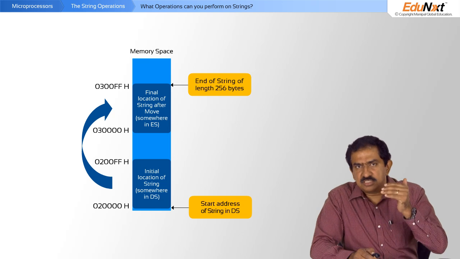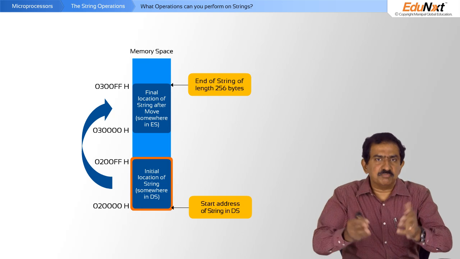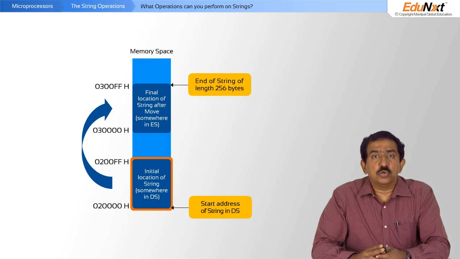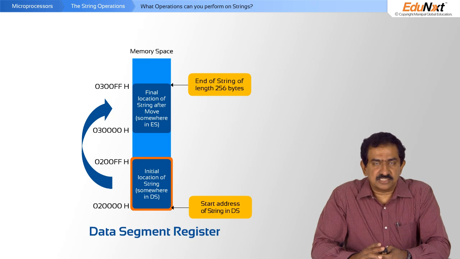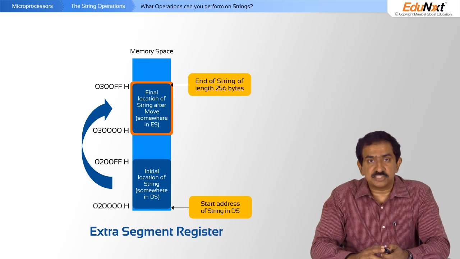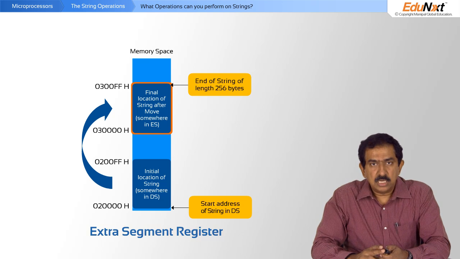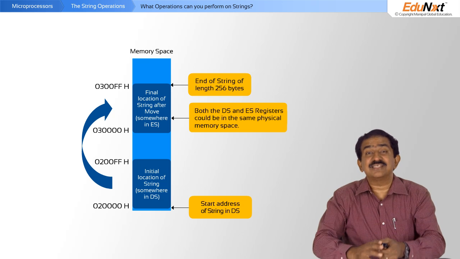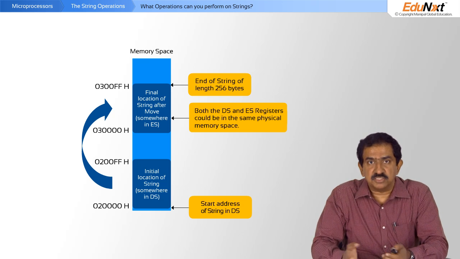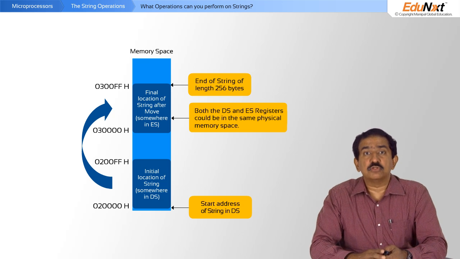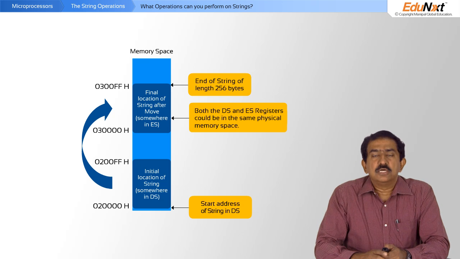Now the bottom address, in this case the temporary storage location, the source location, is pointed to by the register DS, the data segment register. The destination location is pointed to by the extra segment register, ES. Obviously, both the data segment and the extra segment registers could be in the same physical memory space, and typically are. But you use the two registers to tell the processor that DS is the source and ES the destination for this string move operation. So how does this happen?